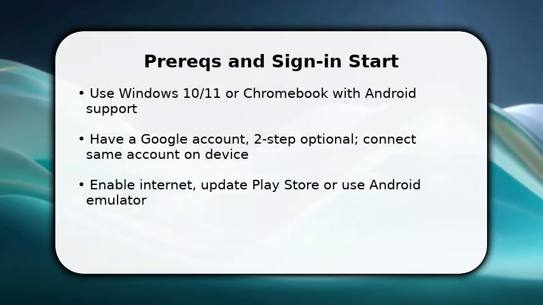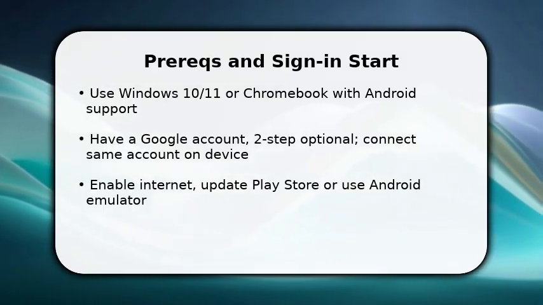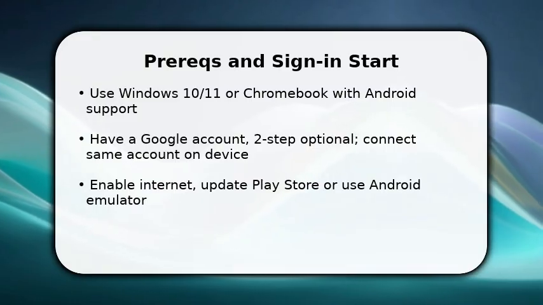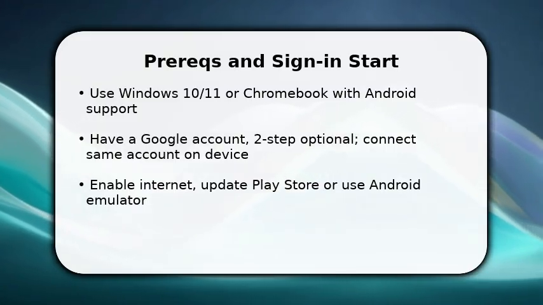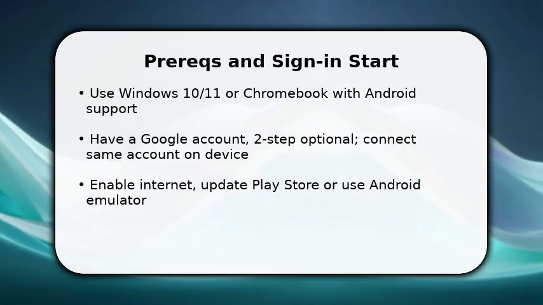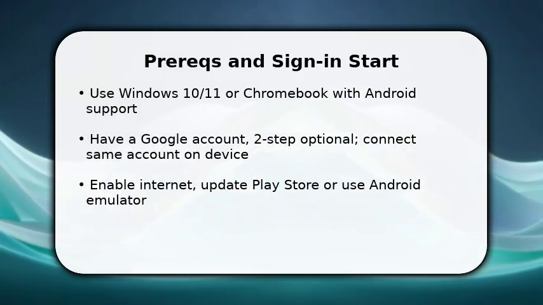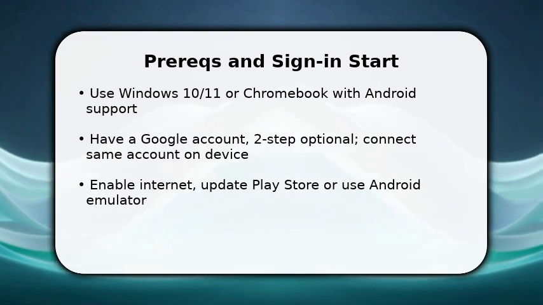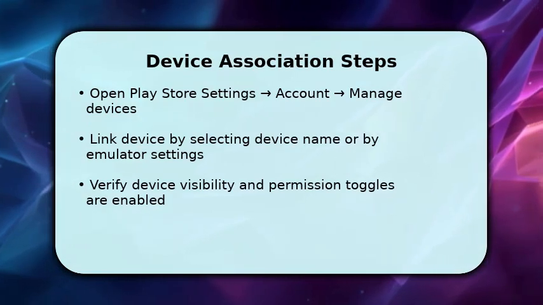Once done, sign in with the account you want associated and make sure two-step auth is configured if you prefer extra security. You're starting the association now, so Play services can detect the device identity and sync app purchases and settings. You now associate the PC visible device.